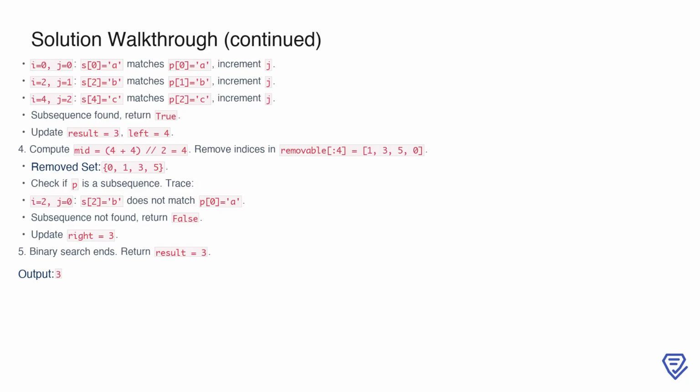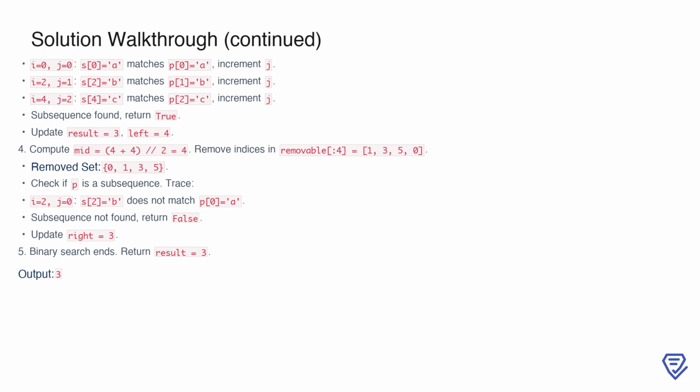Finally, we compute mid equals (4 + 4) / 2 equals 4 and remove all indices in removable, which are 1, 3, 5, 0, resulting in the set {0, 1, 3, 5}. At this point, we trace through the modified string and find that S2 does not match P0, meaning P is no longer a subsequence. We update right to 3, ending the binary search since left exceeds right. The final value of result is 3, indicating that up to 3 characters can be removed while keeping P as a subsequence.